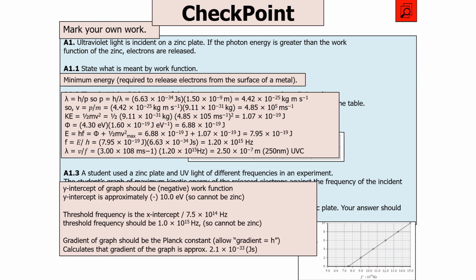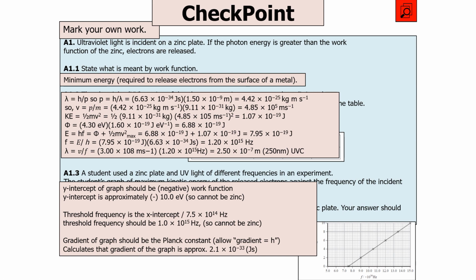Okay, and then finally, on this question, how is it not appropriate? Well, firstly, the y-intercept should be a negative value, and you can see that the y-intercept's about minus 10 eV, much greater than any value that it could be for zinc, given from the previous question. Again, the threshold frequency is your x-intercept, which you can see on the graph to be about 7.5 times 10 to the 14 hertz. It should be about 1 times 10 to the 15 hertz if you look at the values given before, so it can't be zinc. And then finally, the gradient of the line should be Planck's constant. It should be 6.63 times 10 to the minus 34. You work it through, and it's actually 2.1 times 10 to the minus 33, so it can't therefore be that particular value.